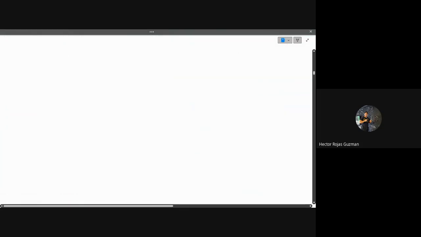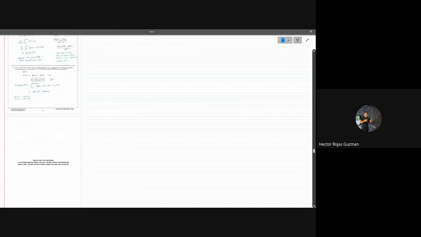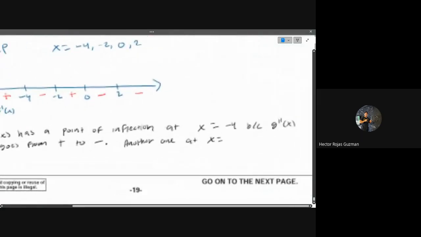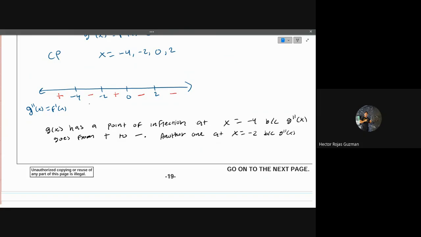We have another point of inflection at x equals -2 because g double prime changes from negative to positive. We also have a point of inflection at x equals 0. I'm going to go ahead and put it right here because of the same reasoning, because g prime goes from positive to negative. And that's it.